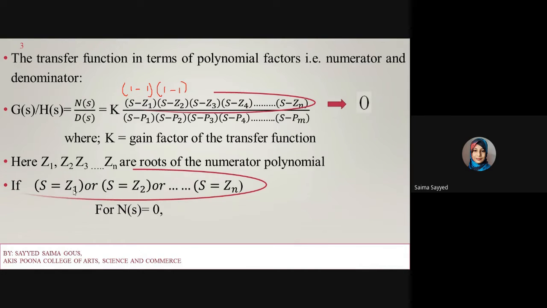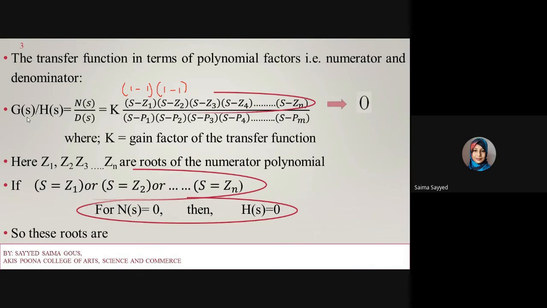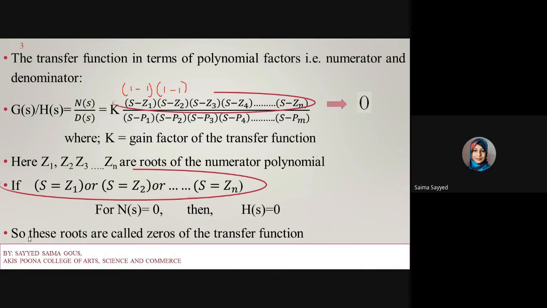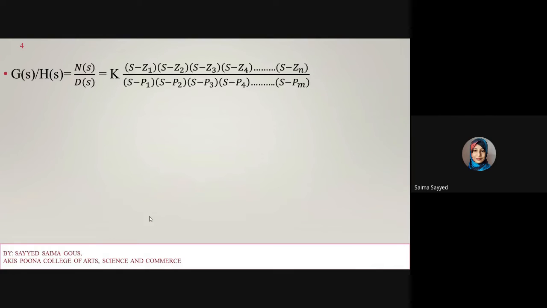So for numerator equal to 0, h of s is equal to 0. If the numerator of any equation becomes 0, then h of s or g of s will become 0. For this particular condition, these roots are called the zeros of the transfer function. When the numerator is 0, the total transfer function becomes 0, and these roots are called zeros of the transfer function.